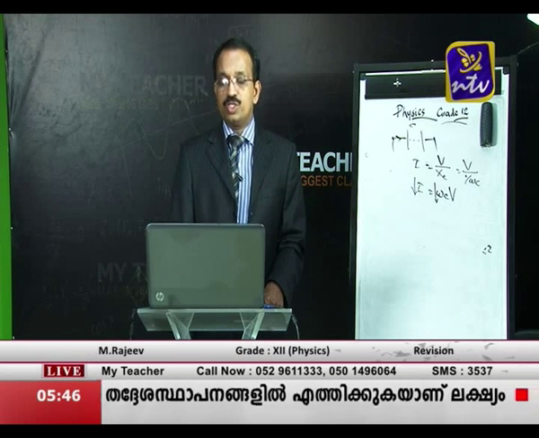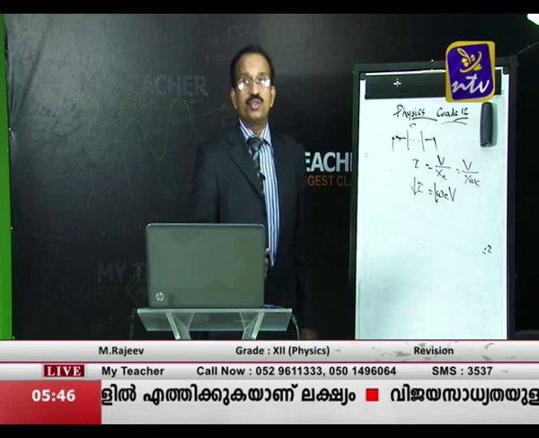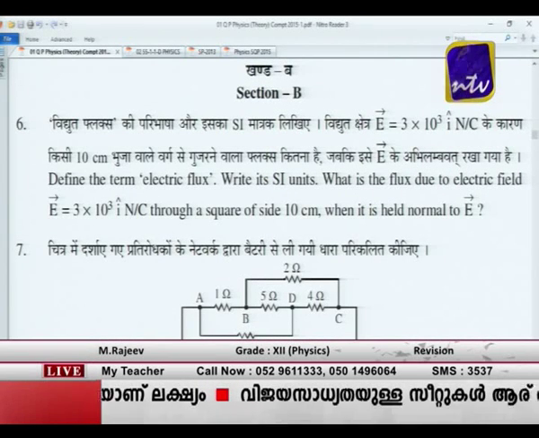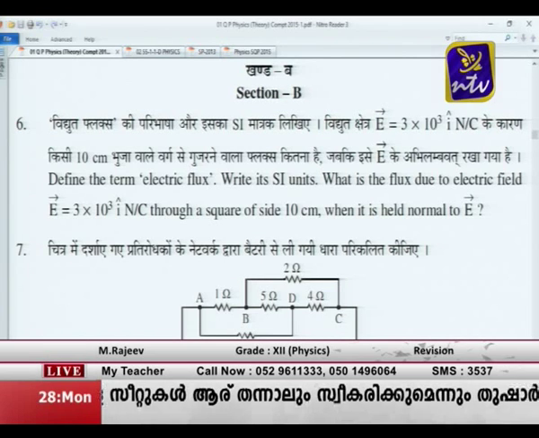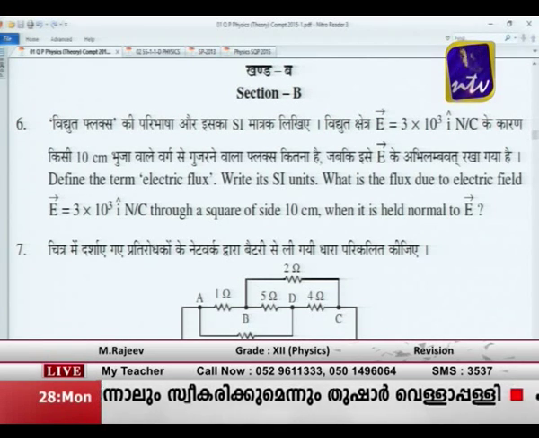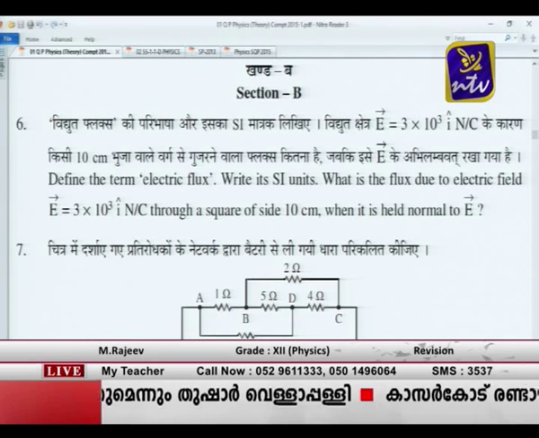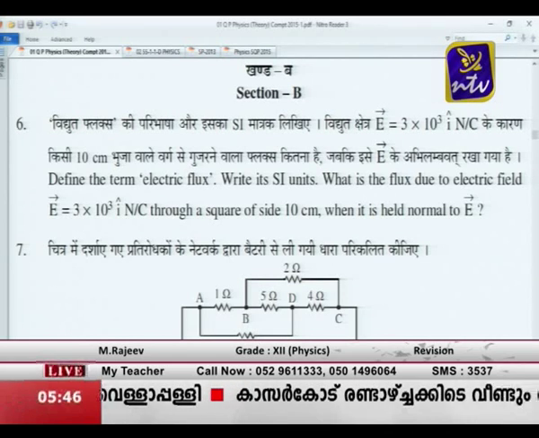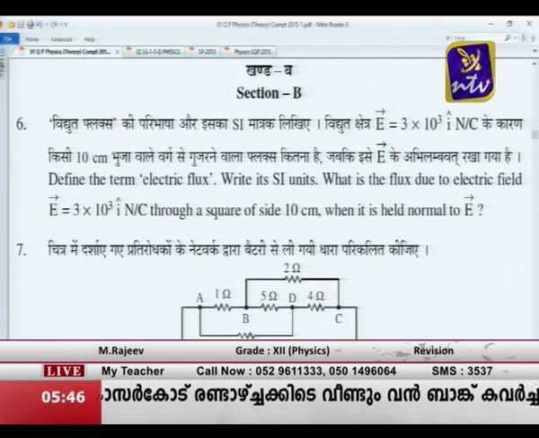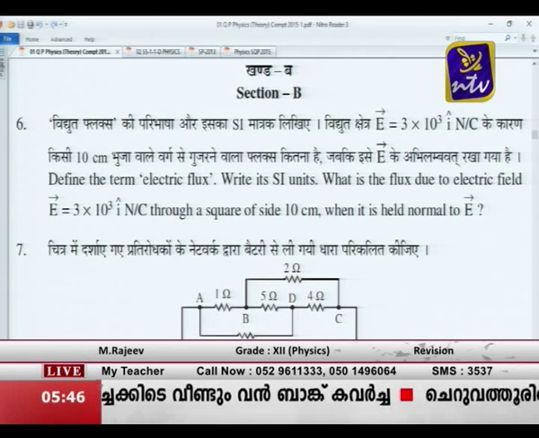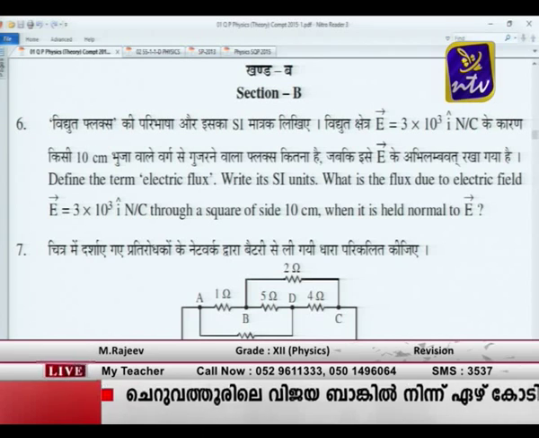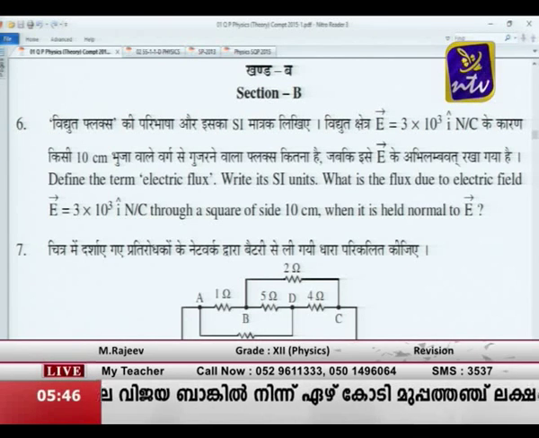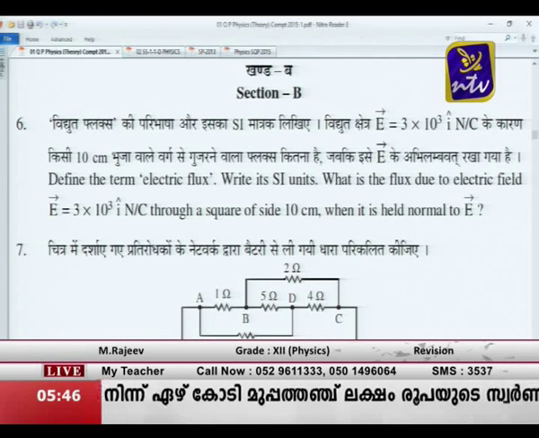Now another question. You see question number 6. Just look at the screen. This is a question on the definition of electric flux and SI units. What's the flux due to the electric field E equal to 3 into 10 raised to 3 i cap Newton per Coulomb through the square of side 10 centimeters? This is actually a textbook question. It is a simple question. I'll just give you the equation, then we'll proceed to the next one.